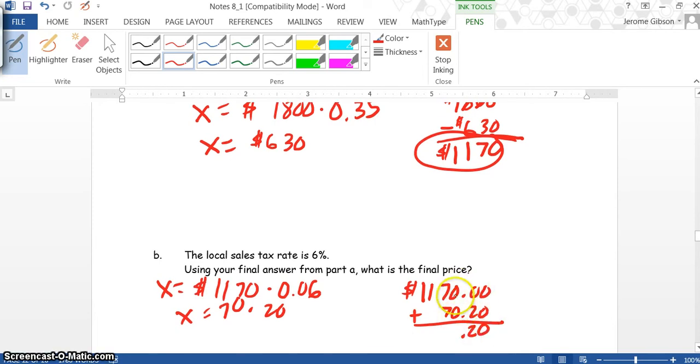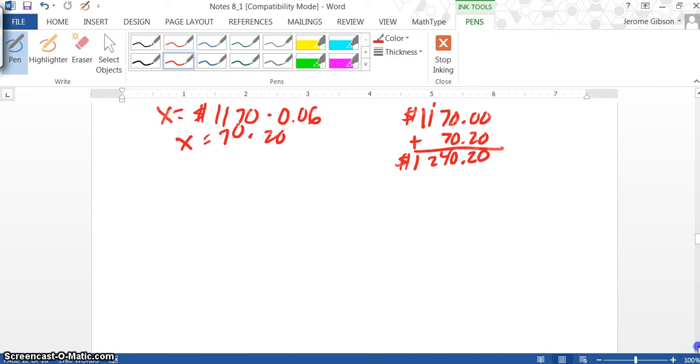So we'll bring down our decimal. 7 and 7 is 14. Carry a 1. That's 2. So it'll be $1,240.20 will be your final price with sales tax.